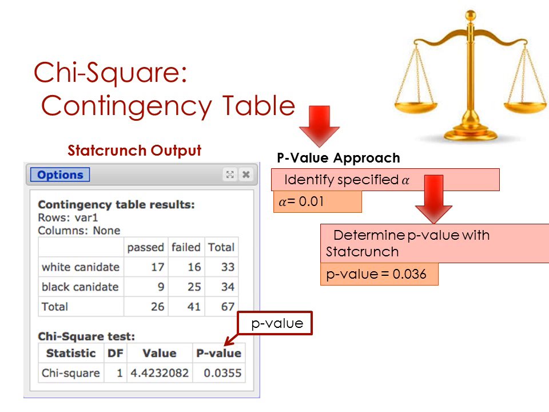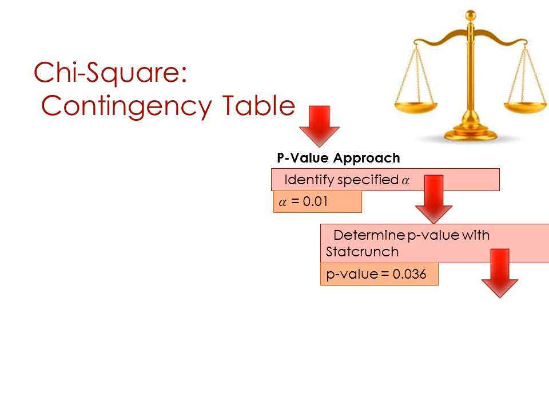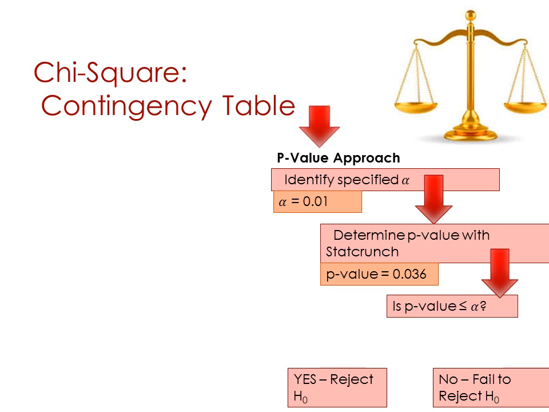So taking that value, what's going to be my next step now? Well, I've got to compare them. So is the p-value less than or equal to my alpha? If it is, I'm going to reject my null. If it's not, I'm going to fail to reject my null.